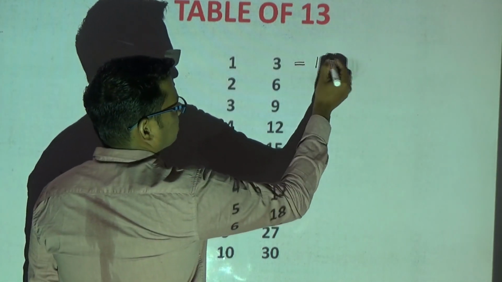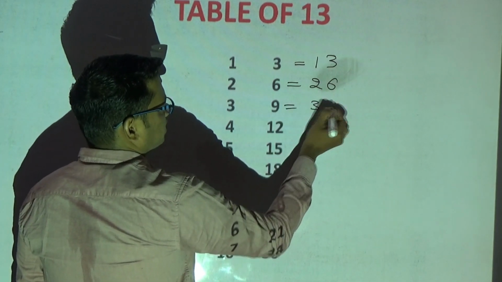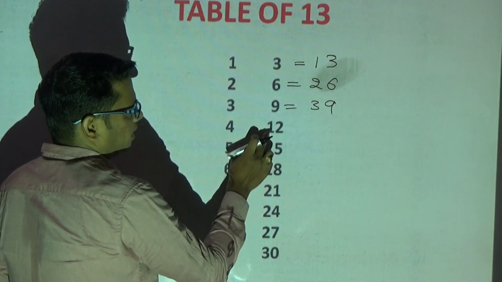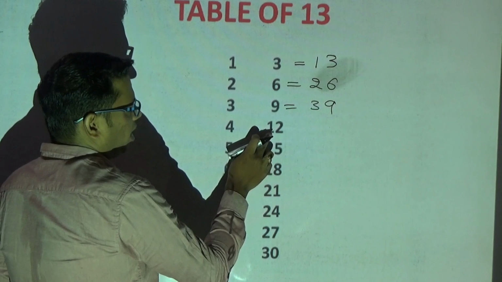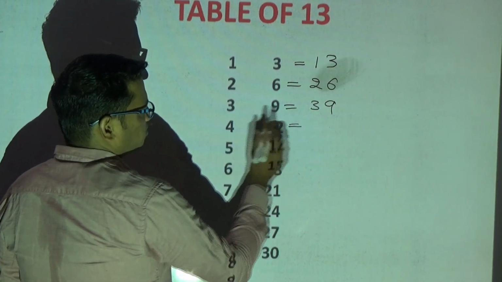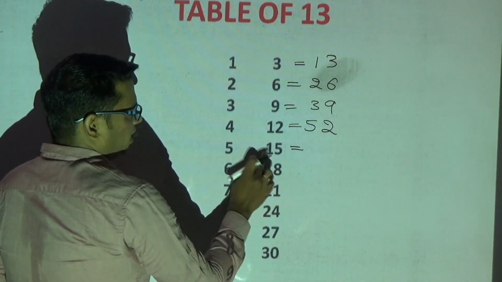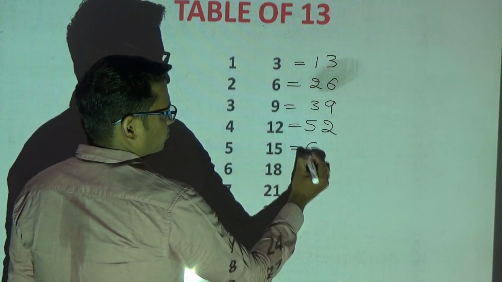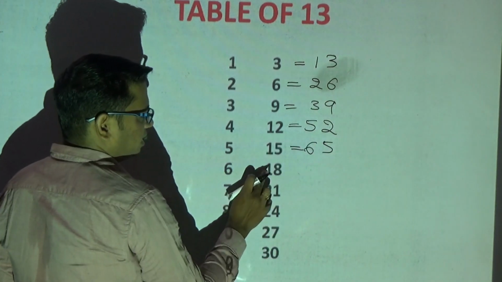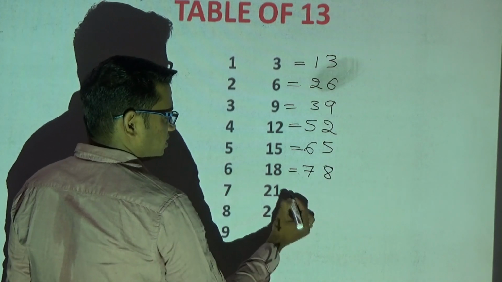Write 13 as it is. Write 26 as it is. Write 39 as it is. Now there is a 2-digit number here. Add the digit on your left-hand side to this 4. So 4 plus 1 becomes 5. Write 2 as it is. 5 plus 1 is 6. Write this 5 as it is. This 1 you add with 6, it will become 7. Write 8 as it is.